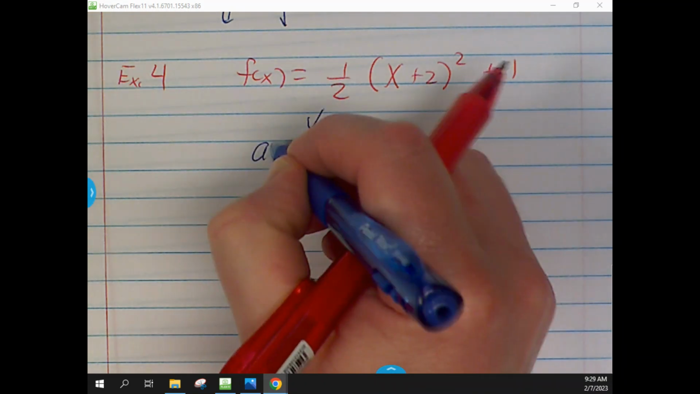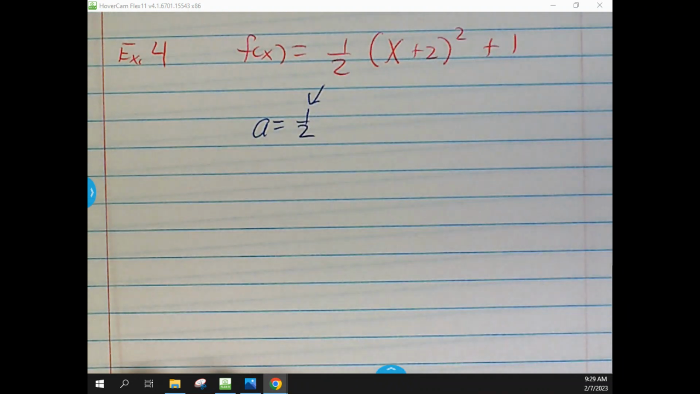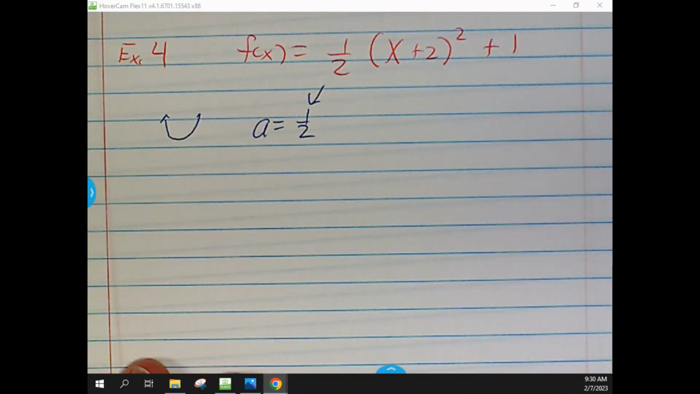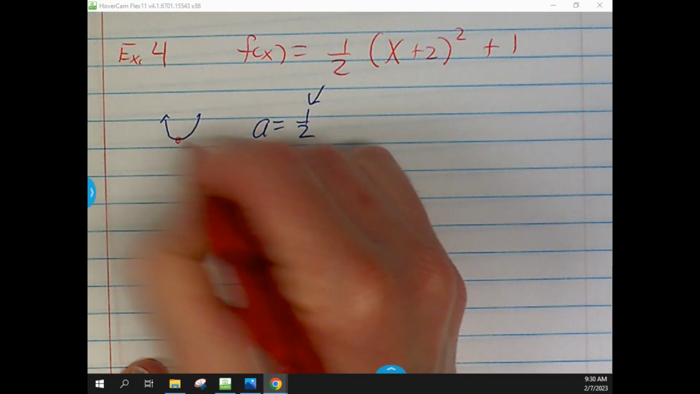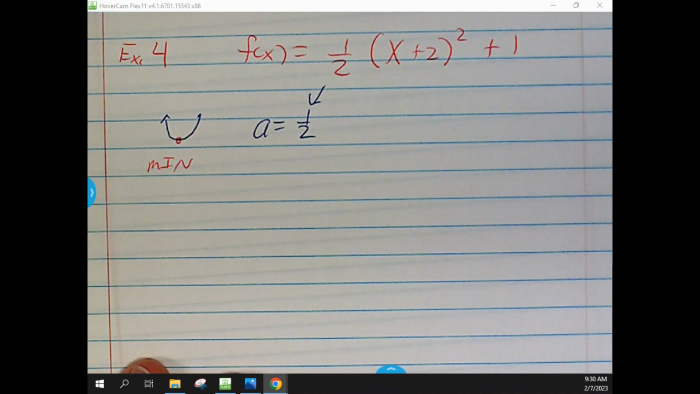All right, so the a value is 1/2. And again, we're going to use that to kind of get all the stuff we can get from it. It's still positive, so we know the graph is going to go up. So it's something like that. Puts the vertex at the bottom, so the vertex is a minimum point.